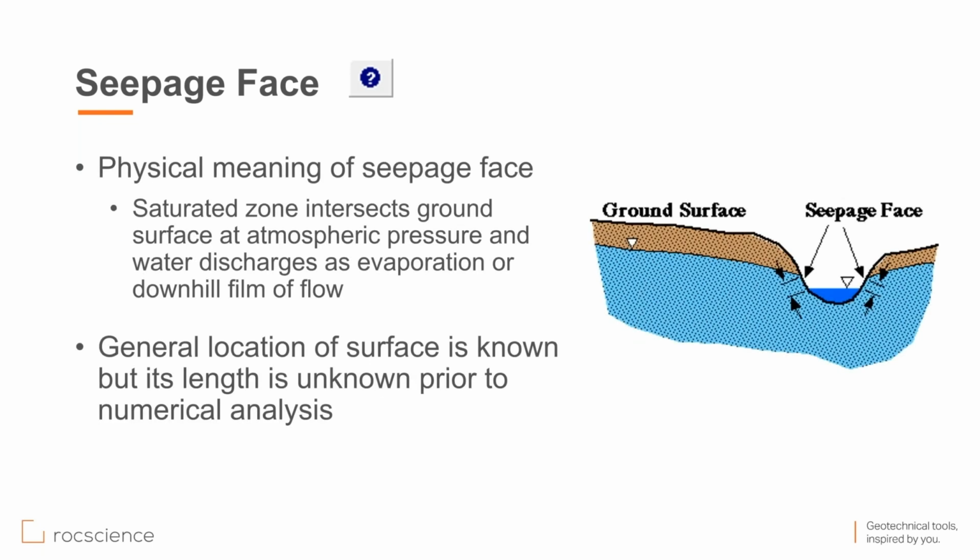Physical meaning of this is a saturated zone intersecting the ground surface at atmospheric pressure, and water discharges from that point as evaporation or downhill film of flow. As you can see here, you have this trench filled with water to this elevation, and you have this aquifer next to it. And these two areas are where we have the seepage face. So water freely flows from the side of this trench and joins the level of the water that we have in the trench. The general location of these boundaries is known to us, but the length of it is not known prior to the calculations. When we solve the simulations, we finish the analysis, we know the length of it.